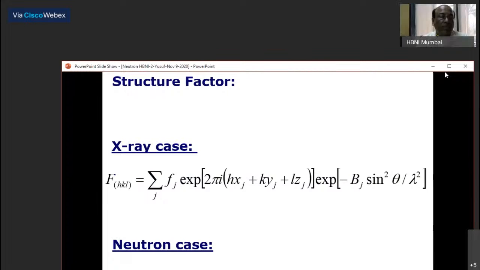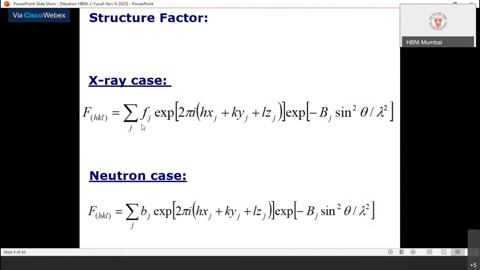Why is it so? Because the X-ray wavelength is an angstrom, and the physical dimension of this atomic charge cloud is also about an angstrom. So the probe can see the electronic charge cloud as an extended structure, and that is the form factor.